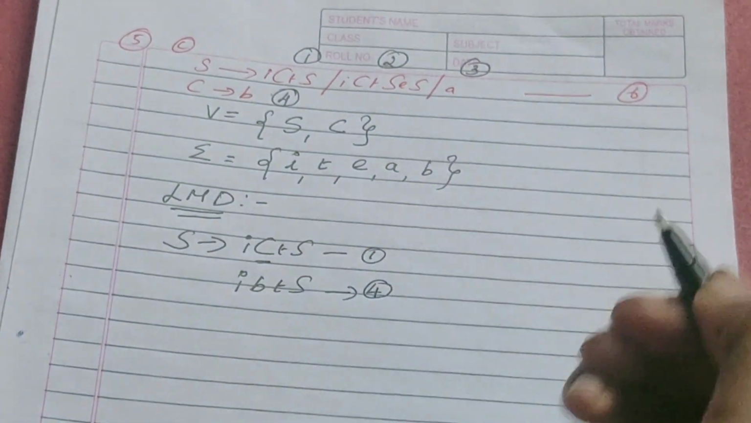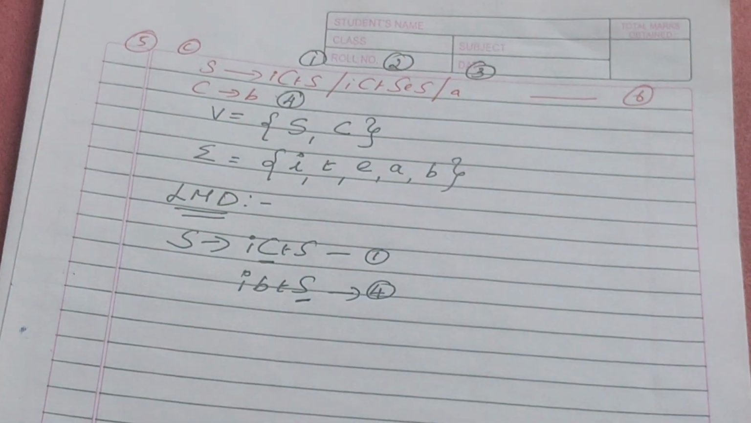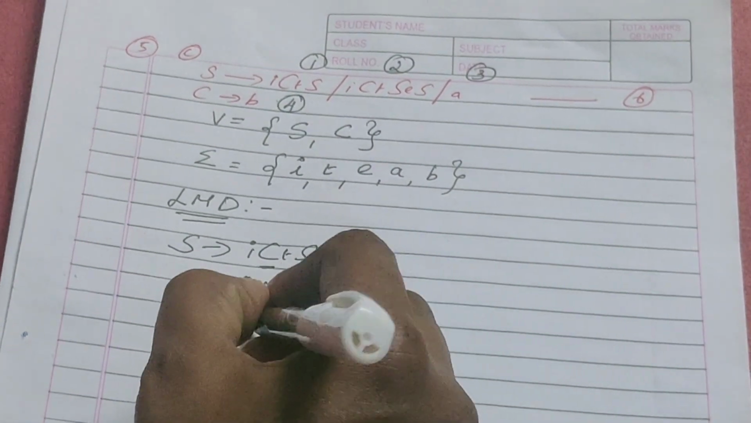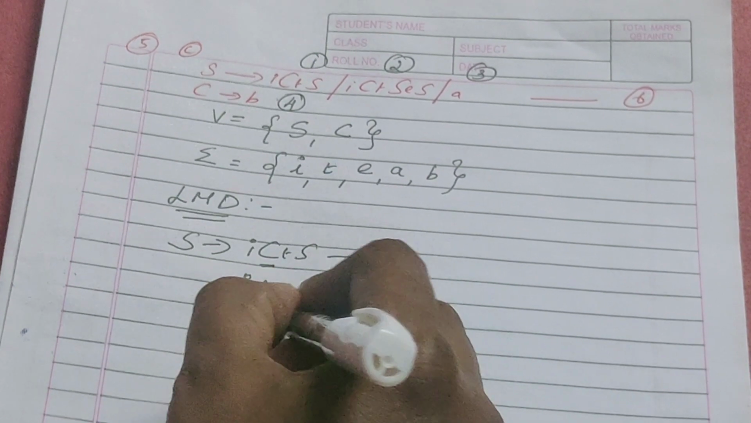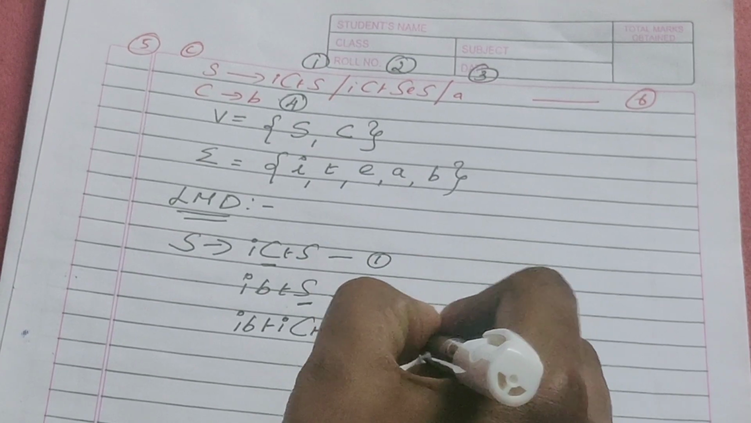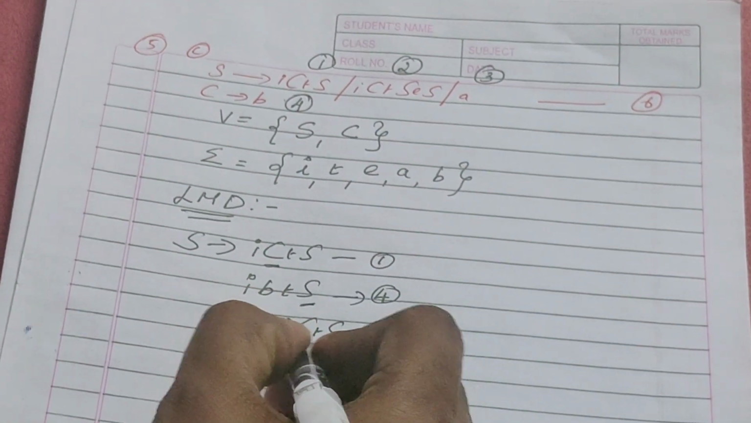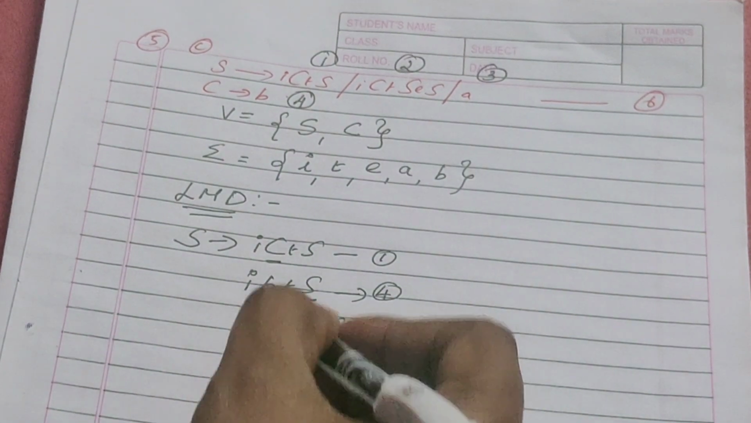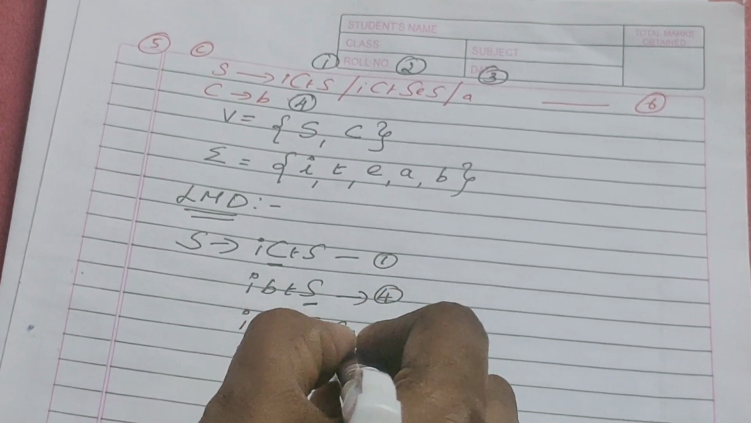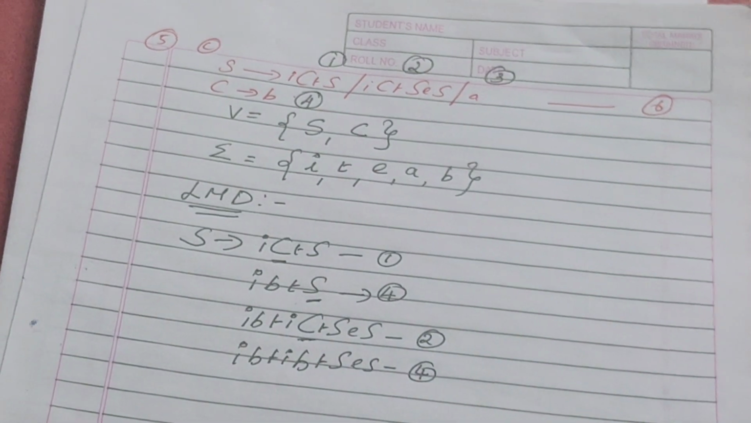So C derives B is rule number 4. I'll write down rule number 4 here. Now this is the variable which is left out. Let me replace that variable by rule number 2. IBT, in place of S, I replace it by ICTSES, which is rule number 2. Now again, I do the leftmost replacement. This is the leftmost variable. In place of the C, I replace it by B. So we have applied rule number 4.